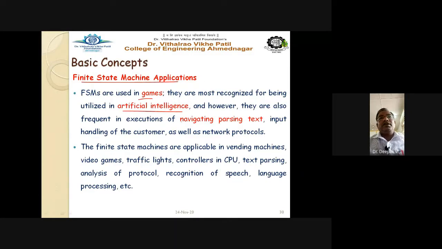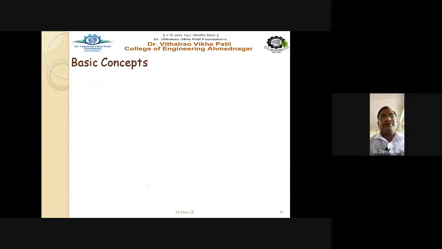They are also used frequently for navigating, parsing text input, handling customers, as well as designing network protocols. This means you can model anything with the help of a finite state machine. They are also applicable in vending machines, video games, traffic lights, controllers in CPU, text parsing, analysis of protocols, recognition of speech and language, natural language processing, etc.